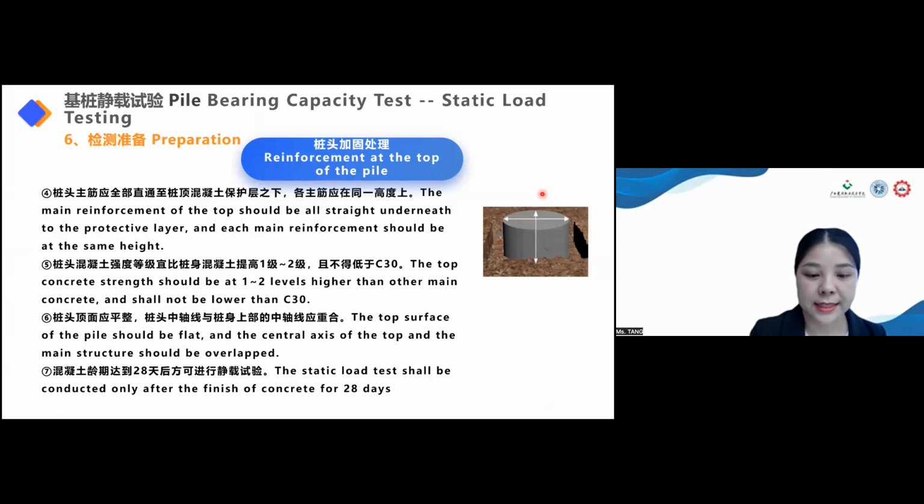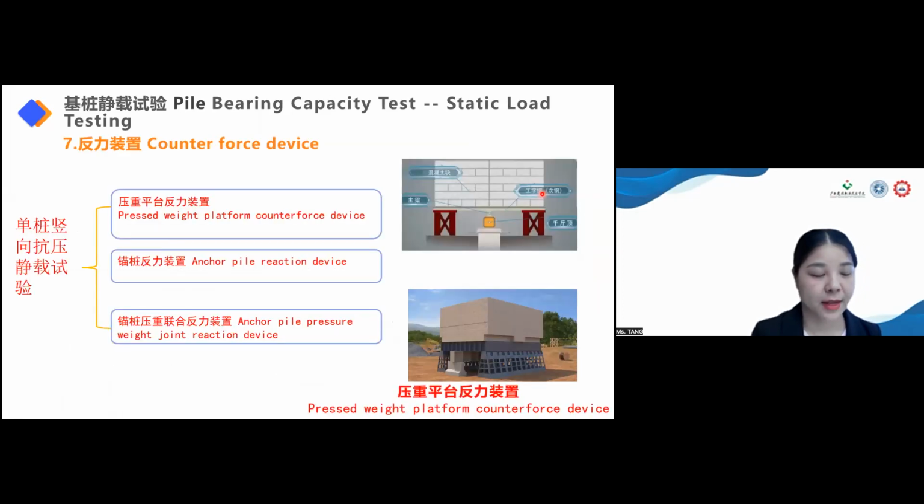Seventh, the static load test shall be conducted only after the finish of concrete for 28 days. Seventh, counterforce device includes placed weight platform counterforce device, anchor pile reaction device, anchor pile pressure weight joint reaction device.